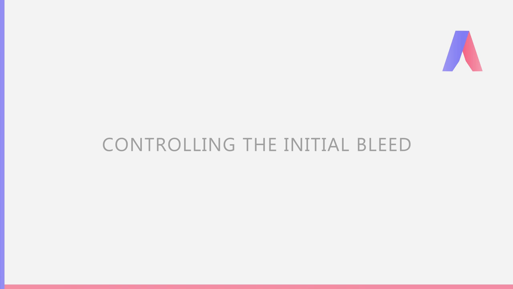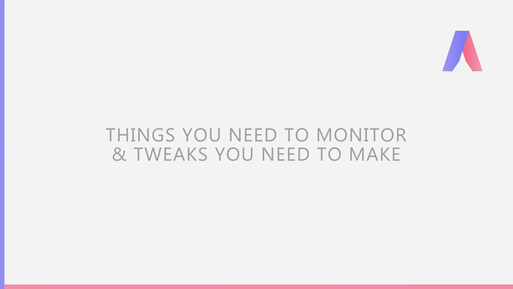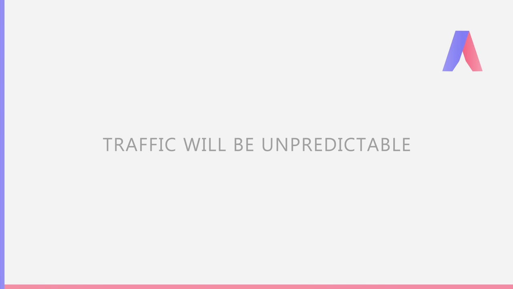So for instance, you may have a really great day on day one, things may fall apart on day two, and then you might have a better day on day three. It's just the way it is during the initial launch of a display campaign. Now, in this list, I'm going to give you some things you need to monitor and tweaks you need to make during that initial process, because to be honest with you, traffic's going to be somewhat unpredictable at first.